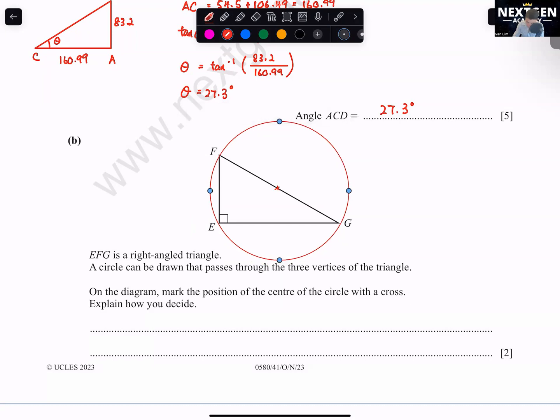Okay, do you all remember one of the circle theorems states that when you got a diameter and then you draw a triangle to the circumference, you will get a 90 degrees angle. Okay, this is also one of the ones that came out in past year questions a few times already. Okay, so what you need to do is you just write this reason. Angle in a semicircle is 90 degrees. That's all you need to write.